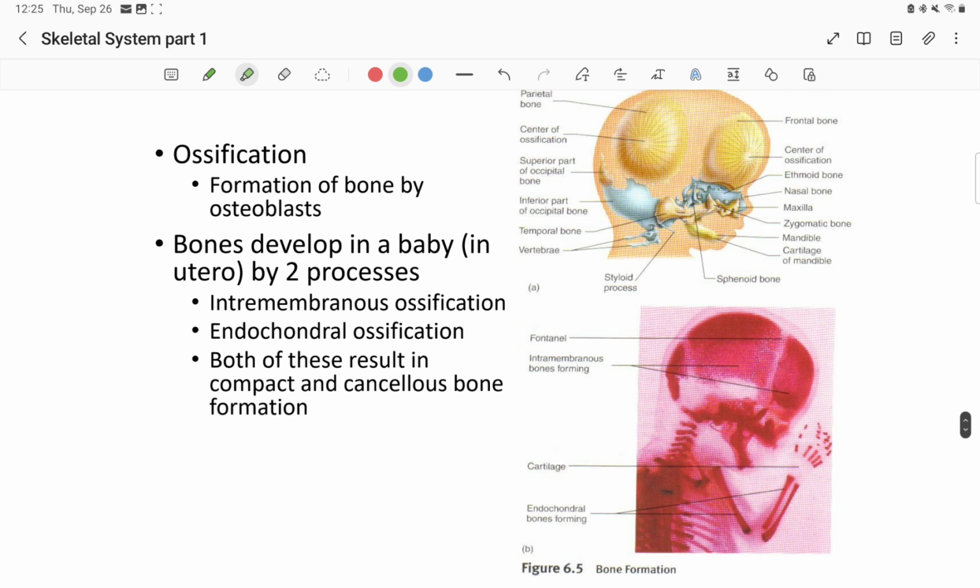Okay, so a baby in utero essentially has hyaline. The bones are actually hyaline cartilage. So it starts out as a cartilage, and what happens is it starts to ossify. The ossification process occurs in utero all the way until around the age of 18 to 22, where the skeleton is considered mature. Everybody's a little bit different when you reach full skeletal maturity, so it's somewhere between 18 and 22.